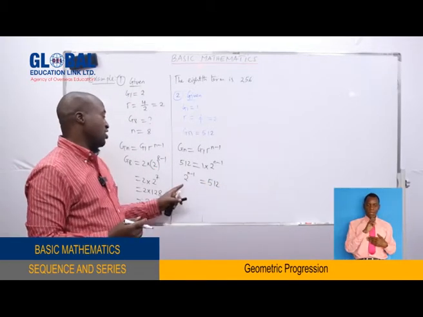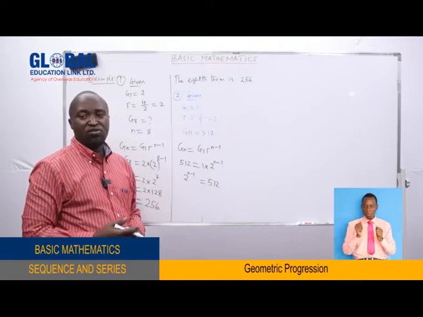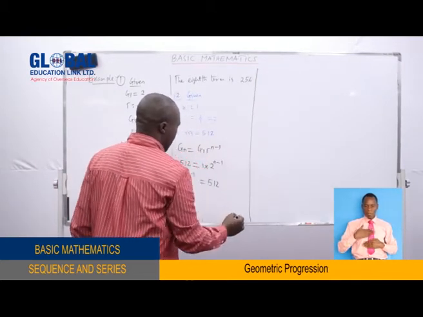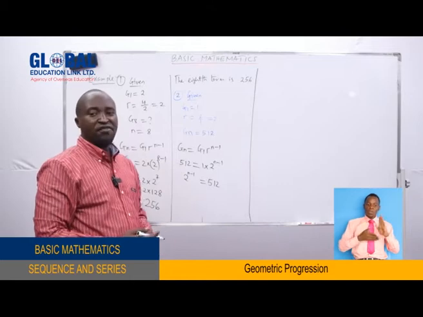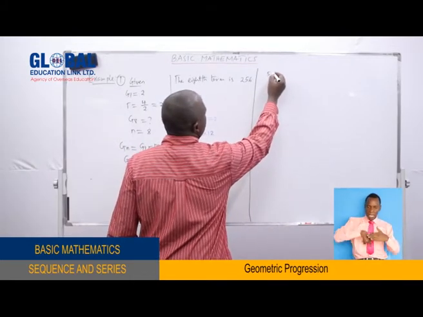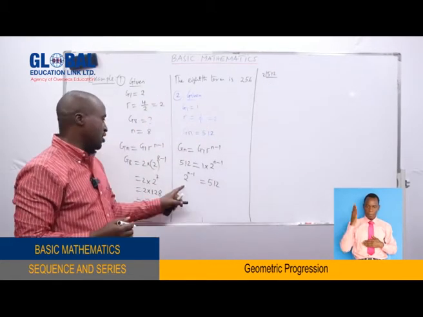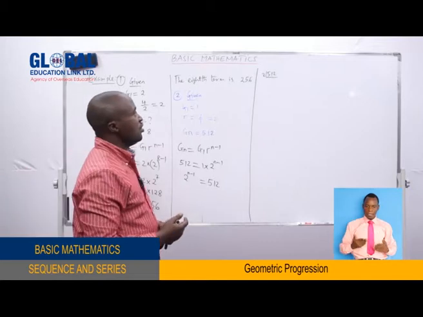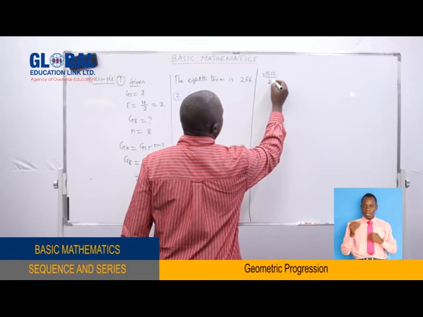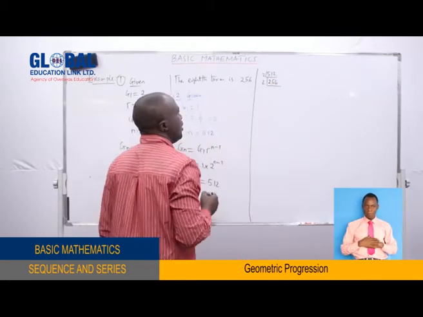In this case, our base here is 2. Now let us find how many 2's are in 512. There is a simple way of finding the 2's that are in 512. That is, 512, just divide by 2, because 2 is the base we are looking for. So on dividing by 2, we have 256.